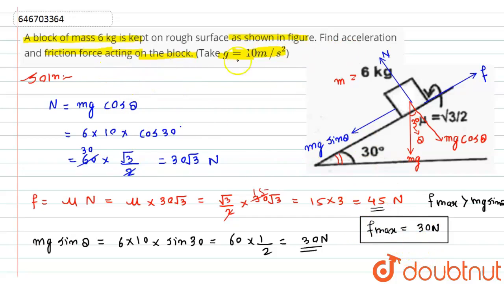Now it is asked to find out the acceleration too. As the maximum frictional force is greater than mg sin theta, the block is going to stop here, meaning its velocity will become 0, and hence the acceleration, that is dv by dt, will also be equal to 0. So according to our calculation, the frictional force acting on the block is 30 Newton and the acceleration is 0. So this is the required solution.